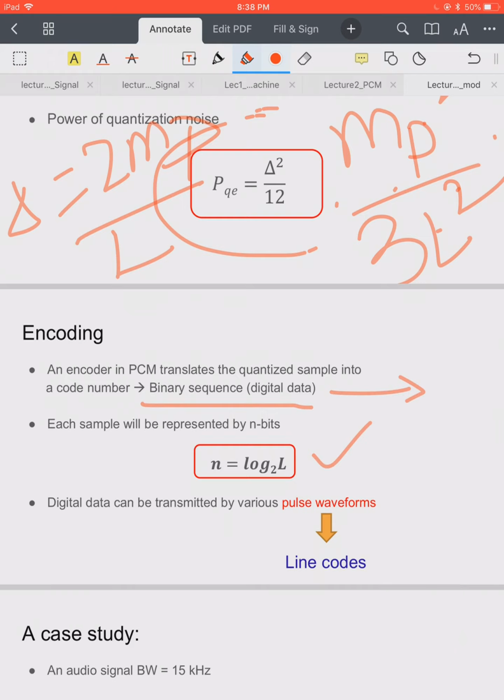After encoding we get the digital data. This digital data is basically the PCM signal, and this digital data will be transmitted over the channel by various pulse waveforms. We have different types of pulse waveforms possible in digital communication.